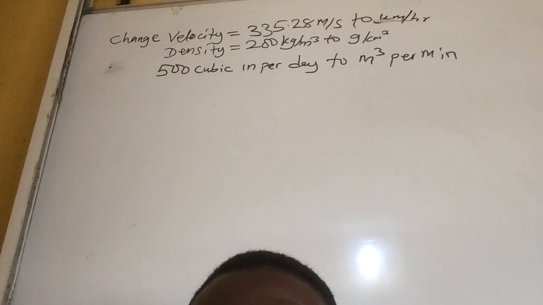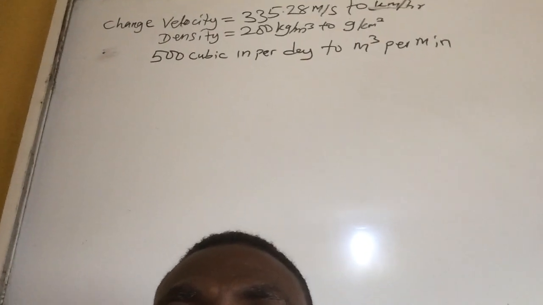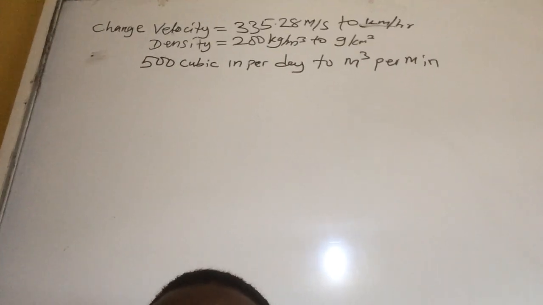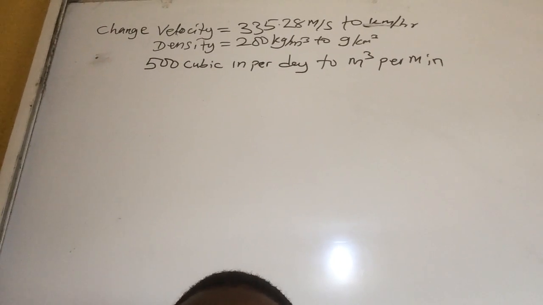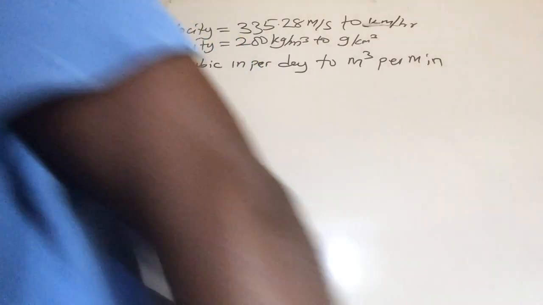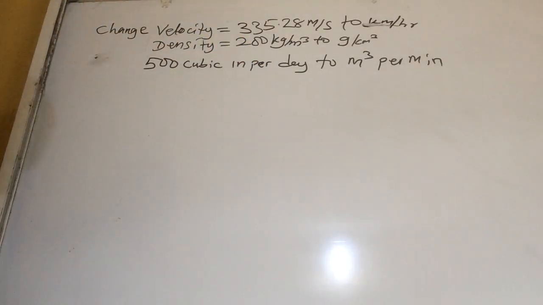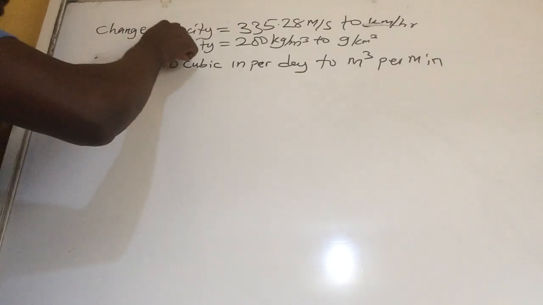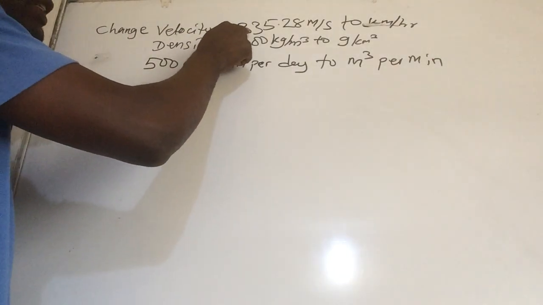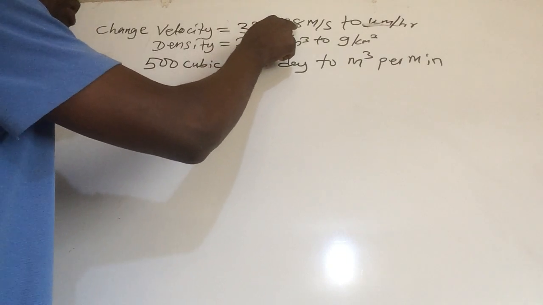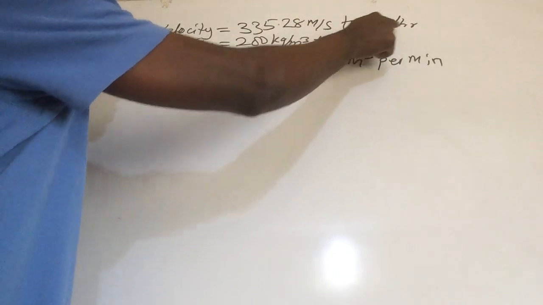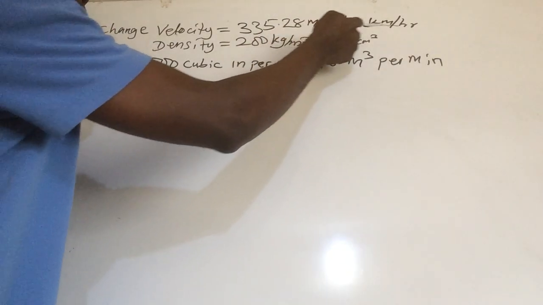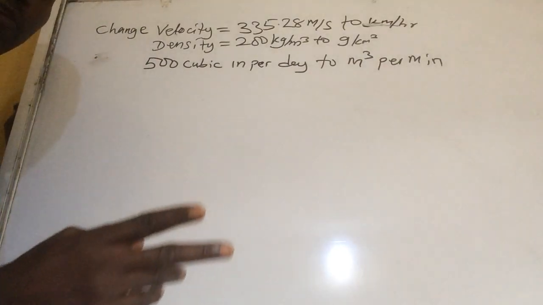On the board, we can see the values there. The values on the board say: change this velocity, which is 335.28 meter per second, to kilometer per hour. It's a mixture of units, meter per second. Change it to kilometer per hour.